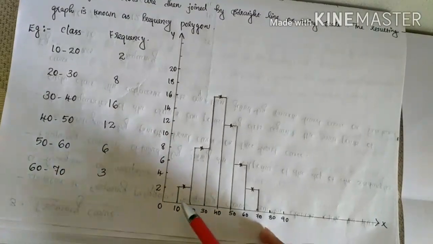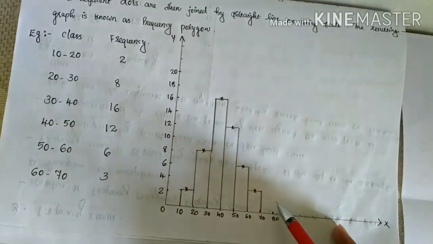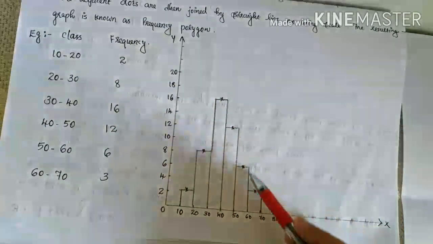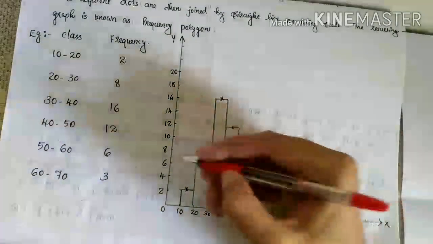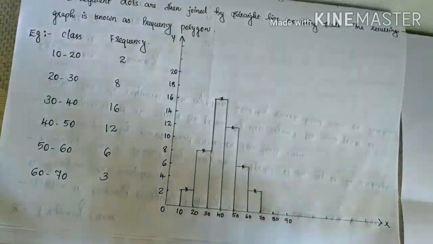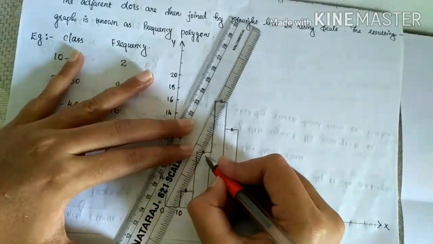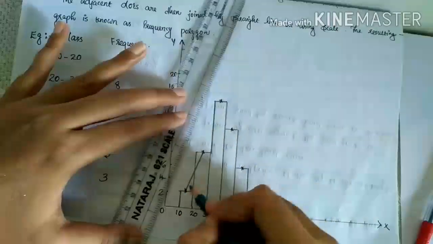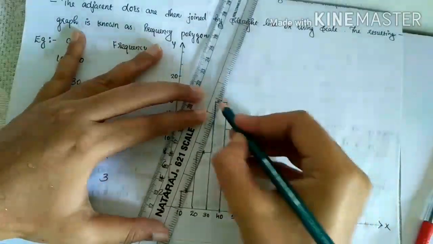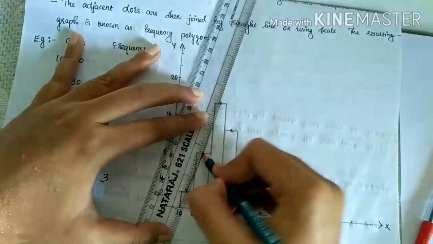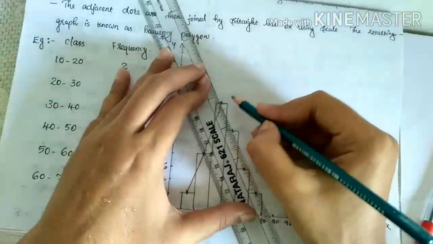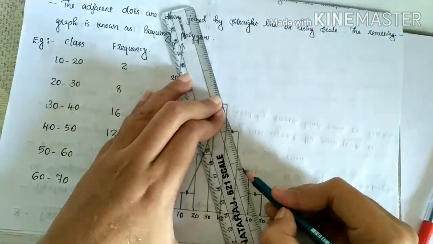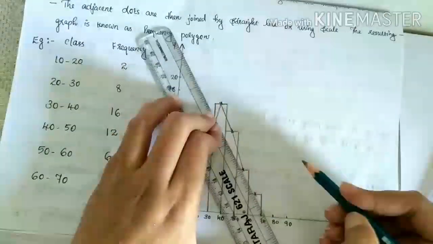Then the last step is joining these midpoints with a straight line. So we have to join these midpoints with a straight line using a scale. First we join this midpoint, then this one, joining the midpoints of all the rectangles.